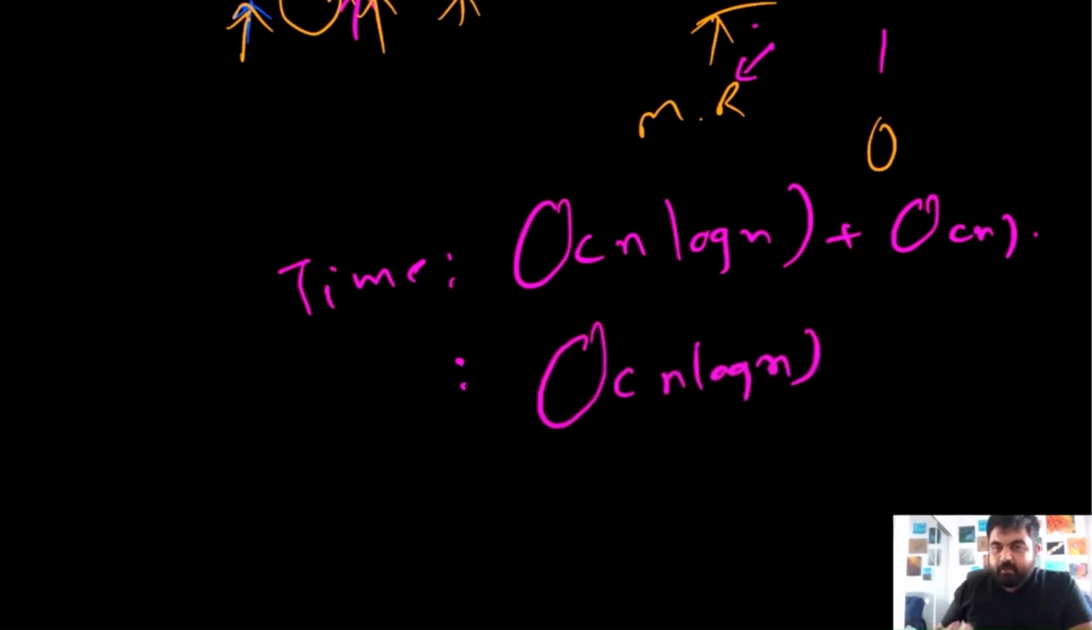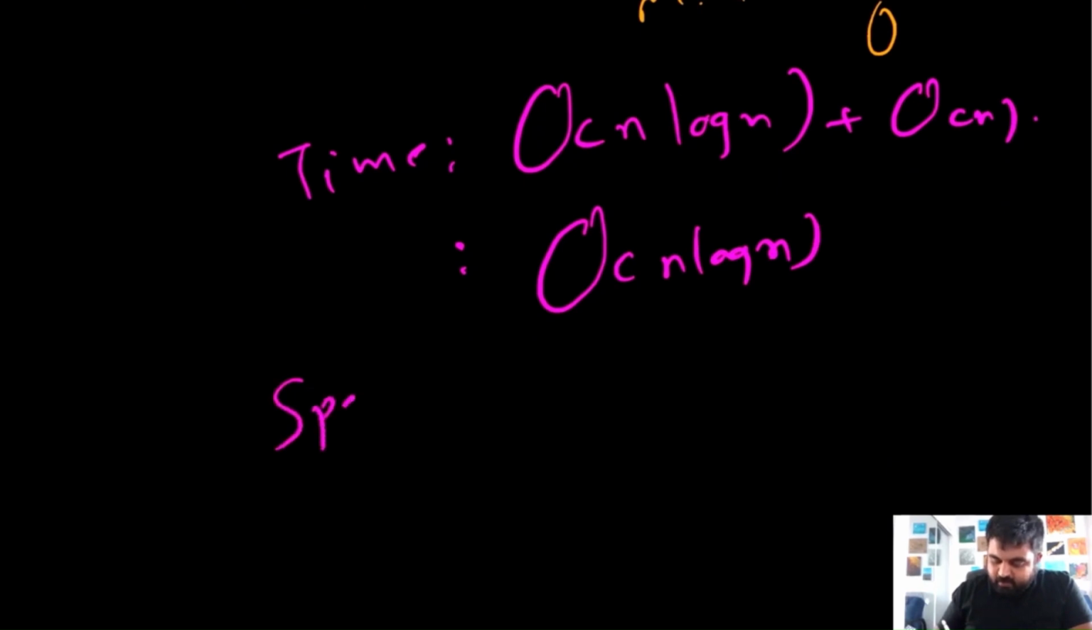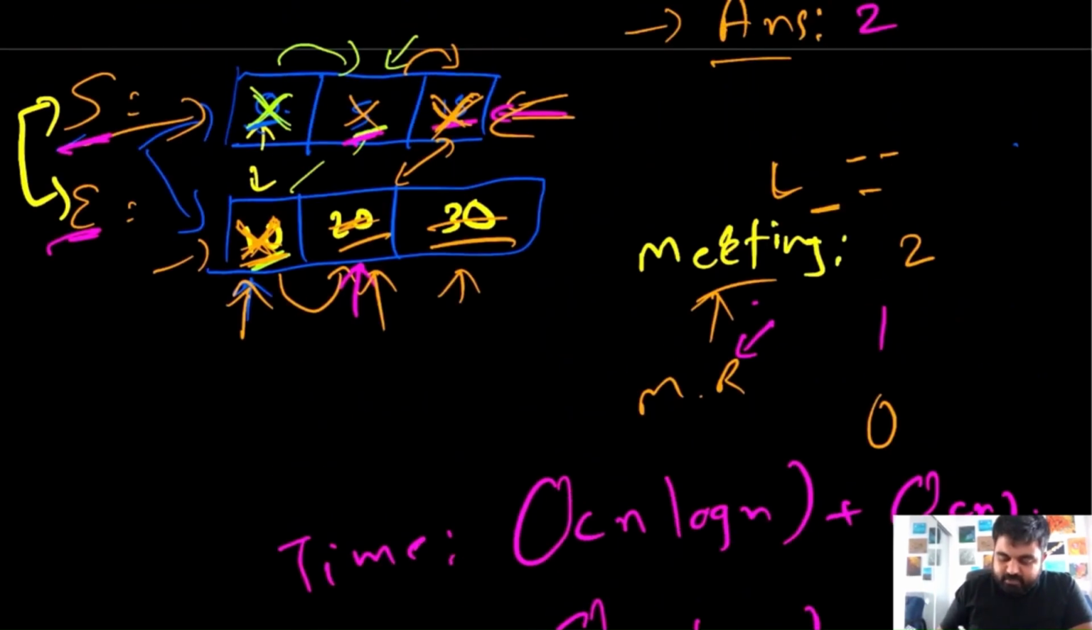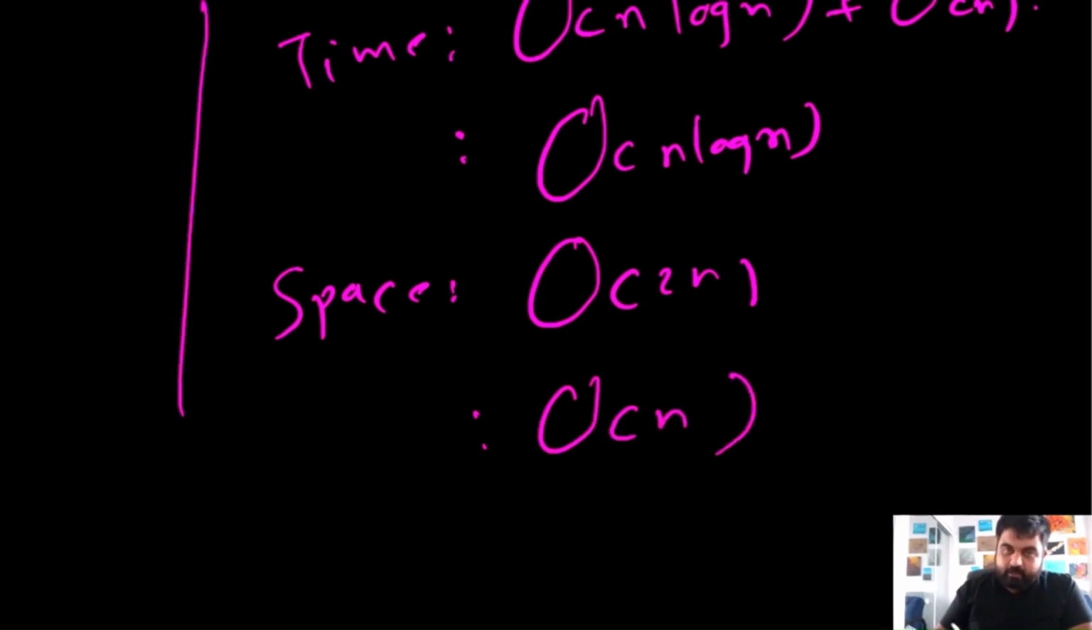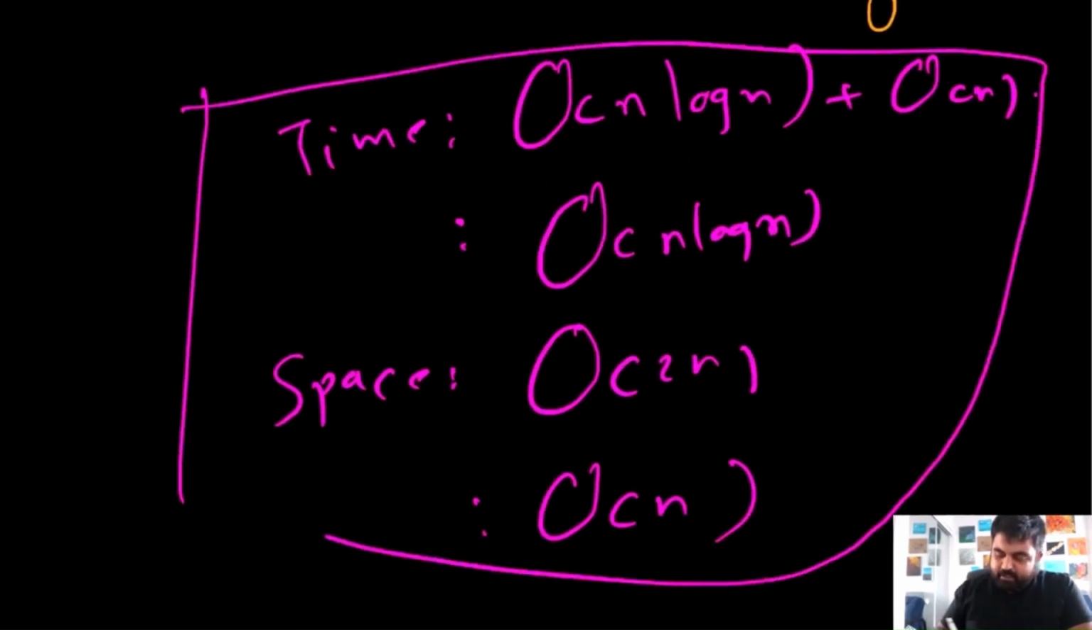And now we are done with this one. In terms of space complexity, it would be big O of 2n, because we are storing 2 arrays, and in both arrays we are storing n values. But in general we can write this as big O of n as well, and this would be the optimal time and space complexity.